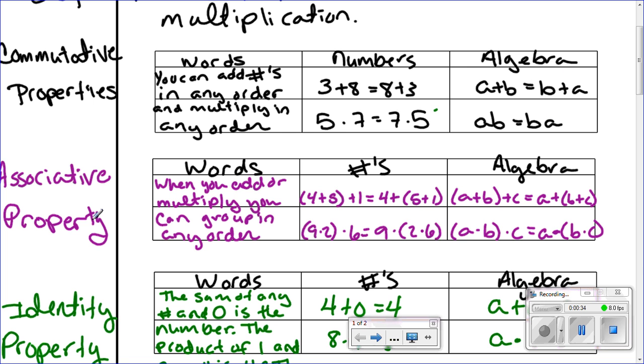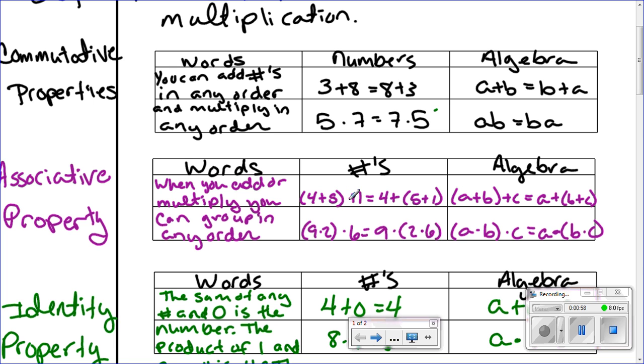We have the associative property. This is where you get into moving things based on the parentheses. So when you add or multiply, you can group in any order. So 4 plus 5 is grouped together, plus 1 is the same thing as 4 plus the grouping of 5 plus 1. It's just a matter of keeping the numbers in the same order, but now we're changing how they're grouped.